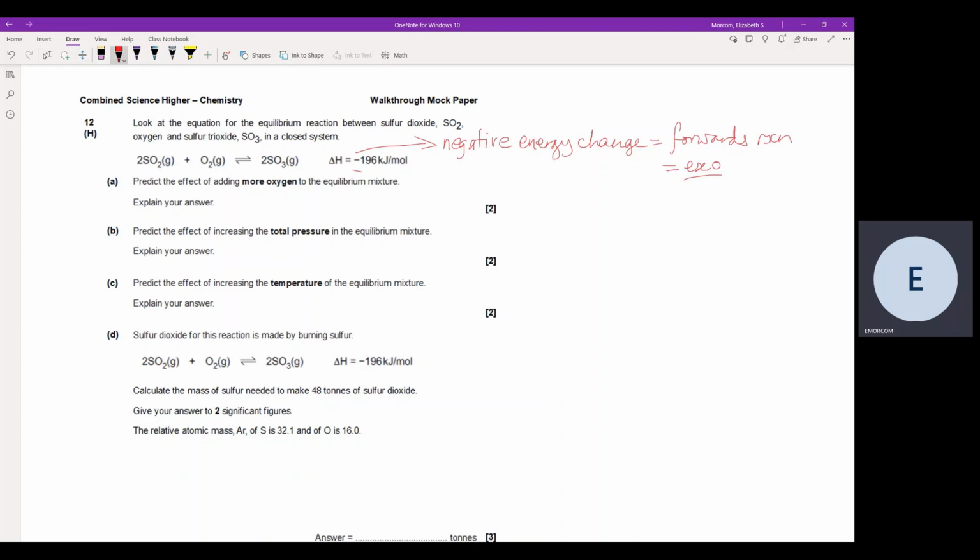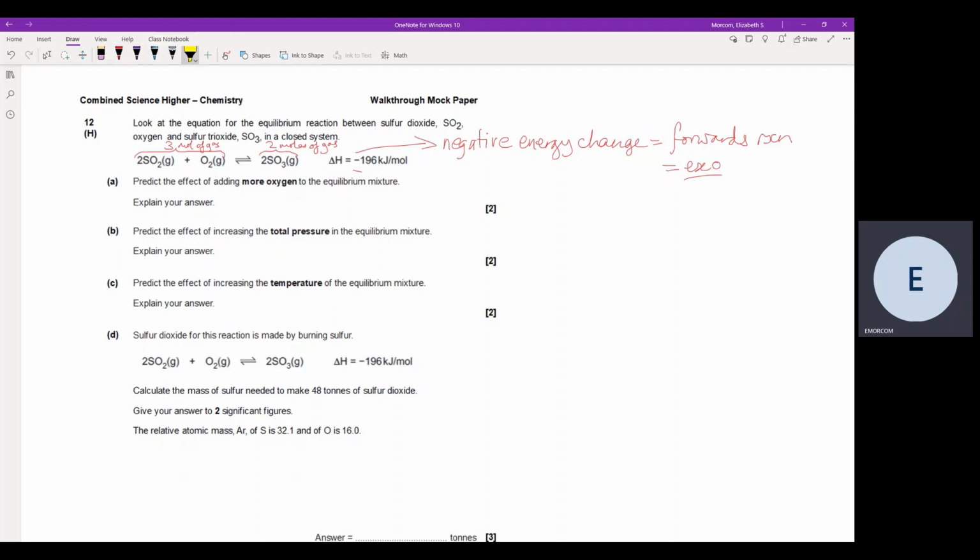Another thing that we're going to want to do is just have a quick look at the number of moles of gas on the reactants and the product side. So I've got a total of 3 moles of gas on the reactant side and only 2 on the product side.